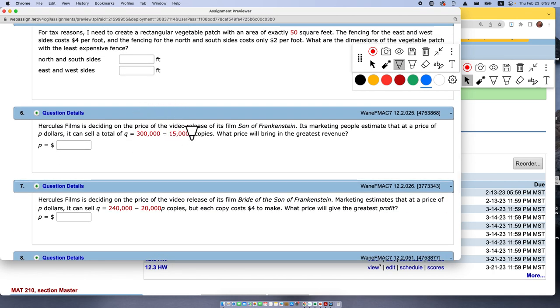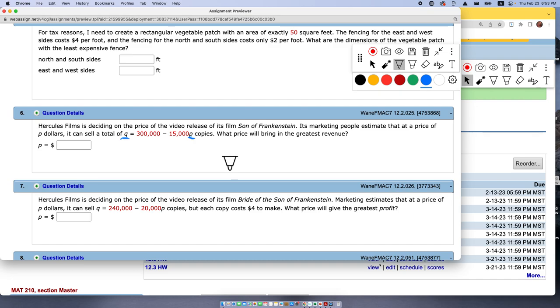Okay. Sometimes they do give us a function. What price will bring the greatest revenue? So let me talk here a little bit. This function, they're giving us quantity, Q for quantity, how many we can sell. So this function tells us how many we sell at a given price, right?